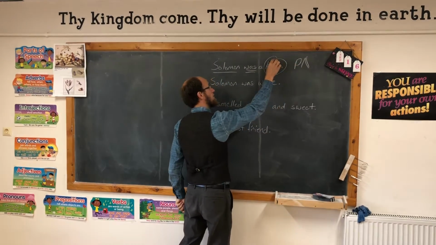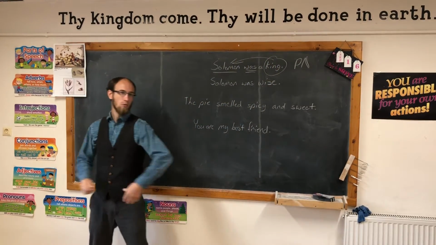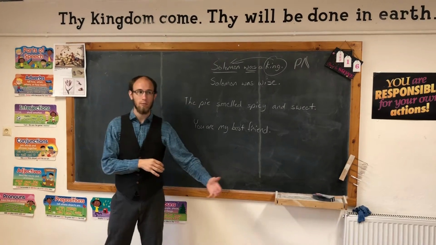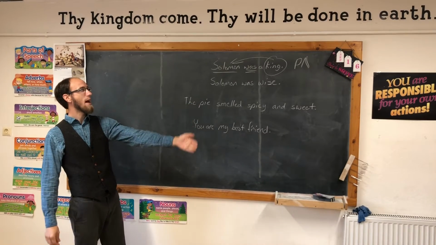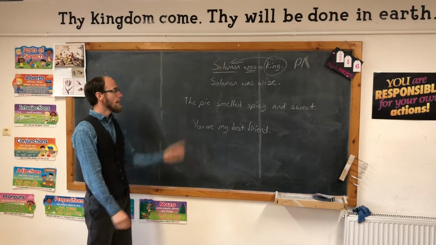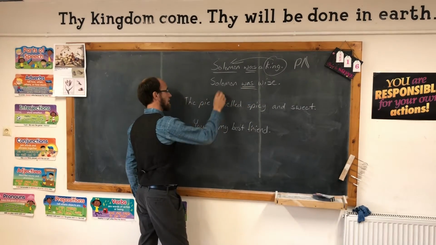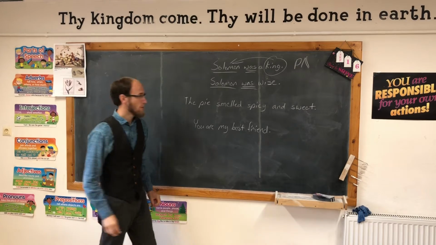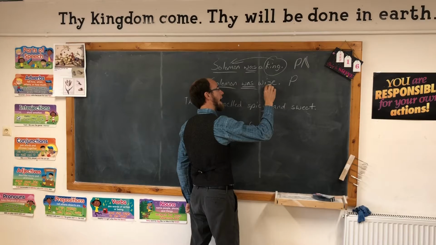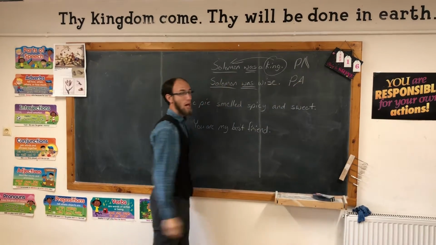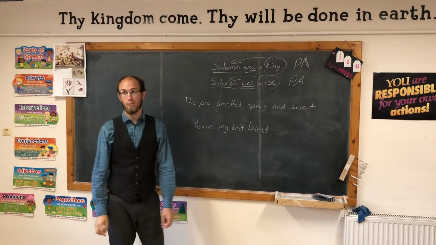King is a predicate nominative, and it is renaming Solomon. Solomon was king. A king was Solomon. Either way, it's renaming it, connecting that noun back with Solomon. Now let's check out the second sentence. What is the verb? Was. What's the subject? Solomon. Solomon was who or what? Wise. Okay, so wise here is the complement, but it is a predicate adjective. Excellent, because wise is an adjective saying what kind of king Solomon was.